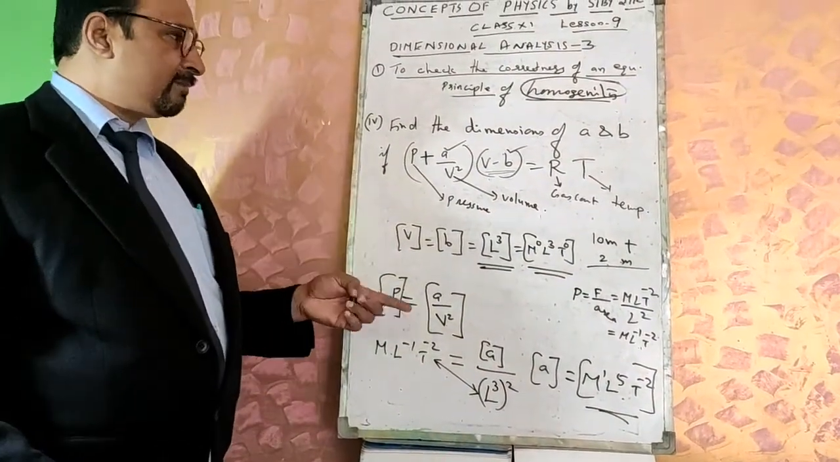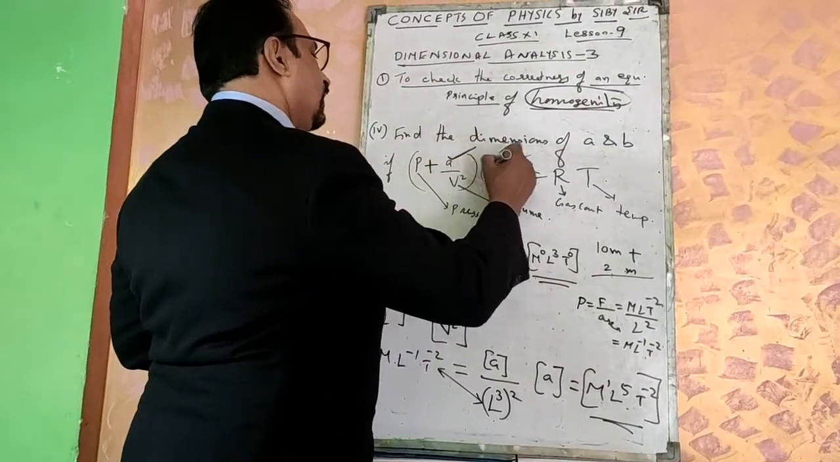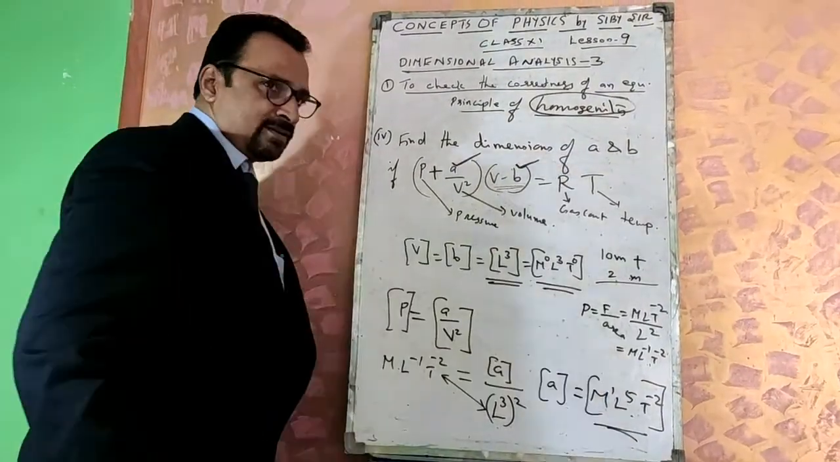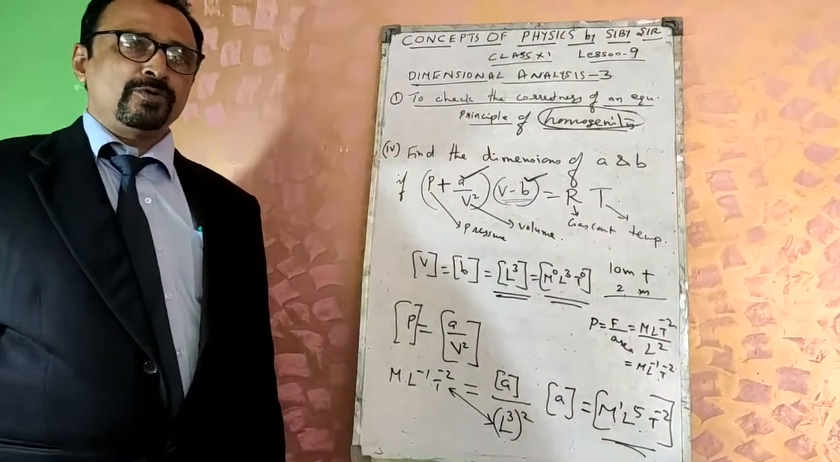So the simple meaning is this one: you can find the dimensional formula of a quantity given in the equation based on the dimensional method or principle of homogeneity.